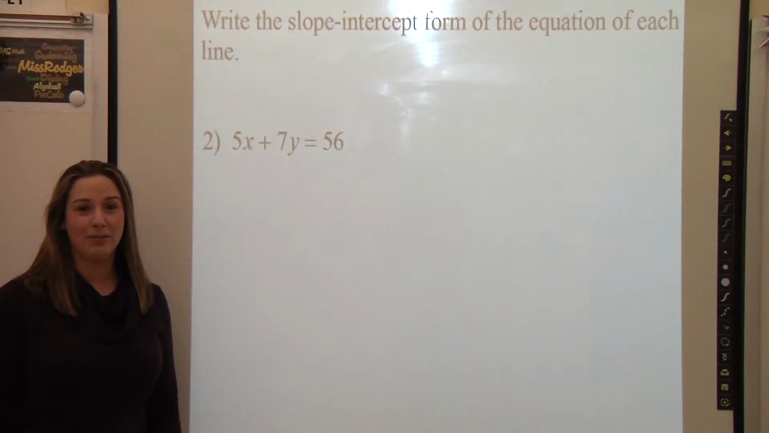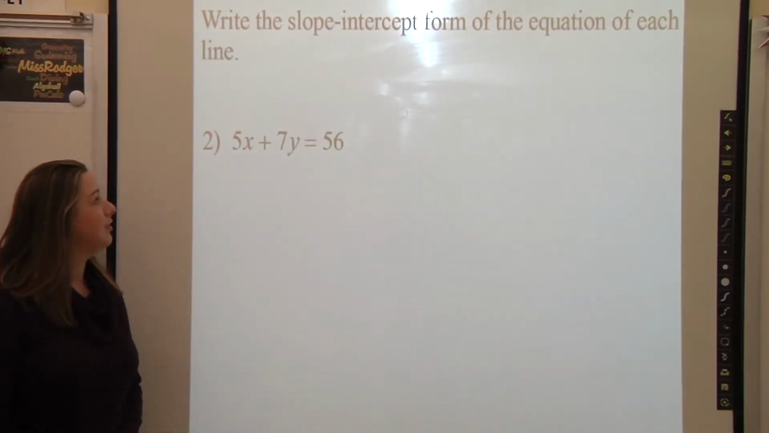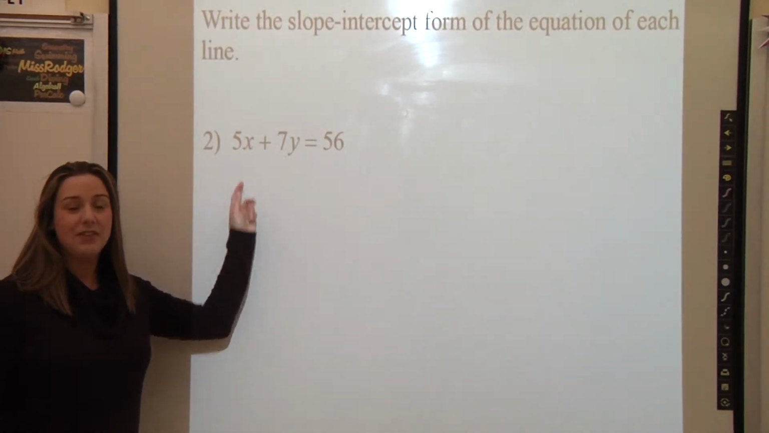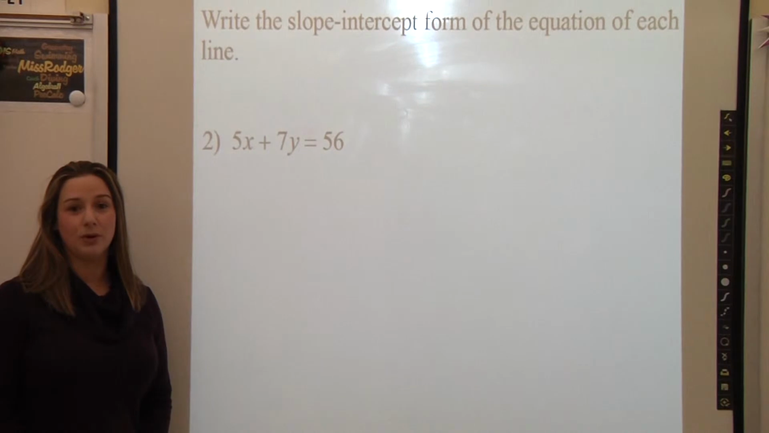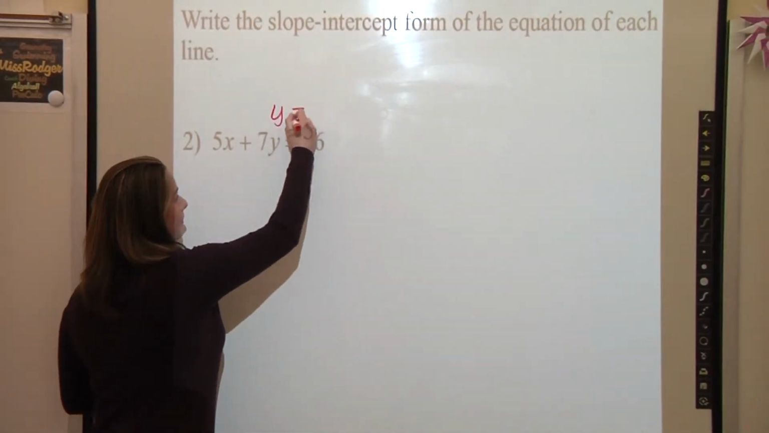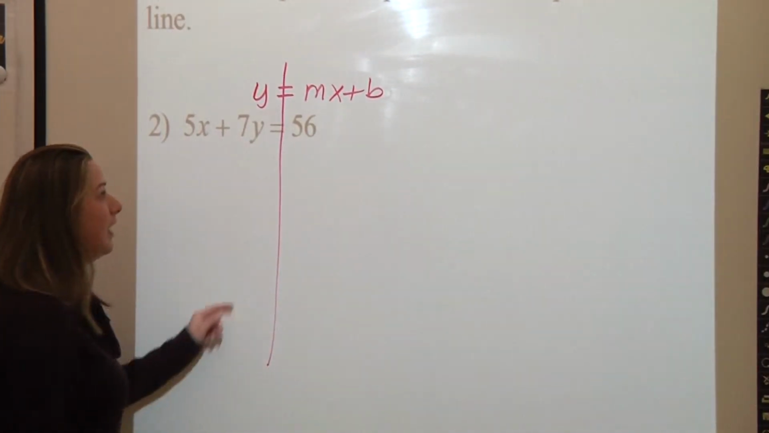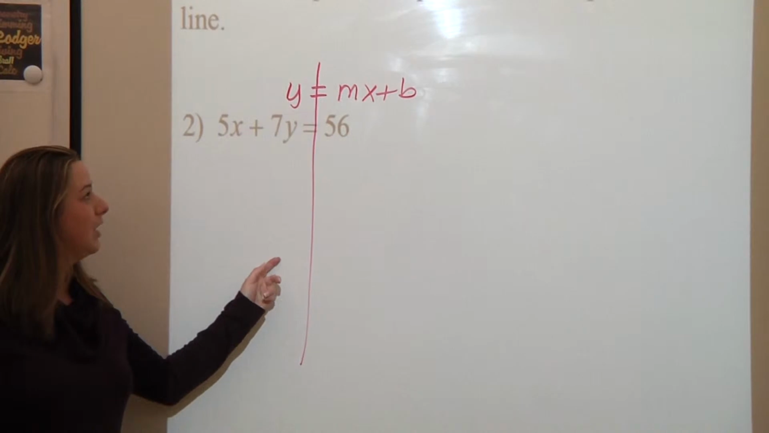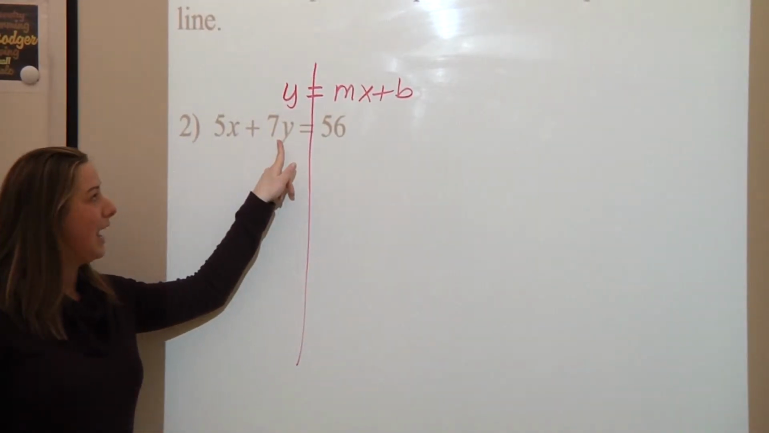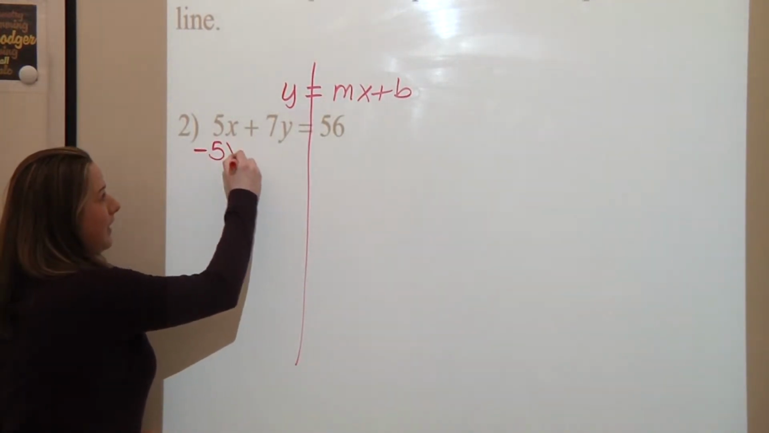Let's take a look at problem number 2. Write the slope-intercept form of the equation of each line. 5x plus 7y equals 56. This problem is not in slope-intercept form, so our task is to put it in that form. This is one way of helping us do this. Ultimately, we want to bring 5x to the other side, and we want to have a value of 1 in front of y. So let's subtract 5x to the other side.